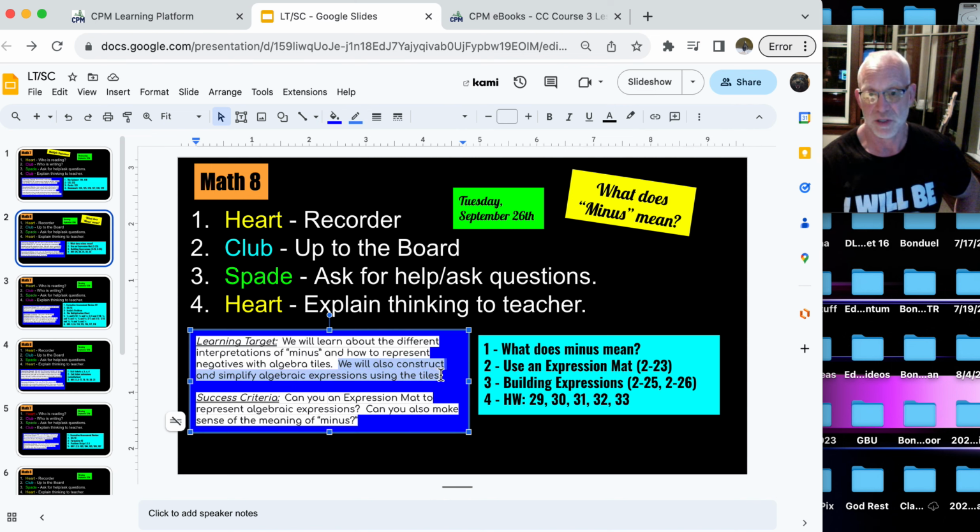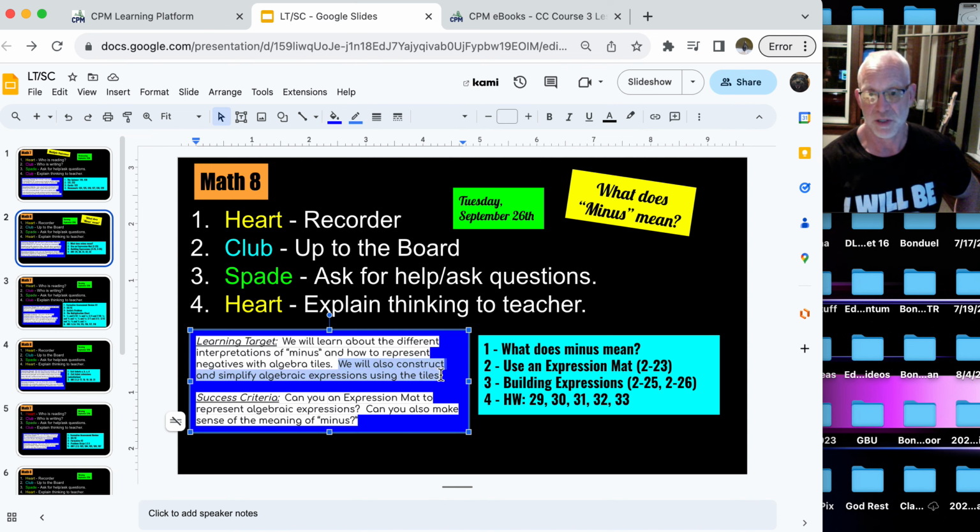So we went into this and we said we're going to use an expression mat. So we looked at problem 2.23. It says your introduction to algebra tiles in lesson 2.1.1 and 2.1.2, nice job on perimeter, by the way, people, involve only positive values. Today we're going to look at how you can use algebra tiles to represent minus. Below are several tiles with their associated values. Note that the shaded tiles are positive and unshaded are negative.